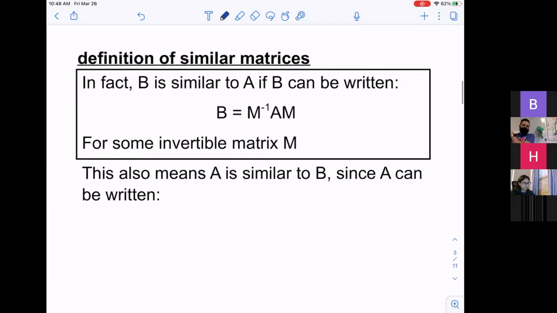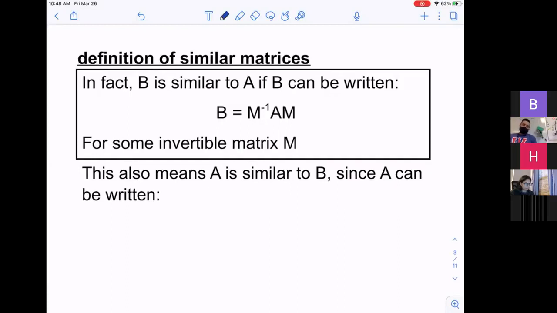Okay, and M just has to be invertible. So you could make up any M you want and get another similar matrix to A, by just putting an M there. It just has to be invertible so that you could multiply by M inverse.